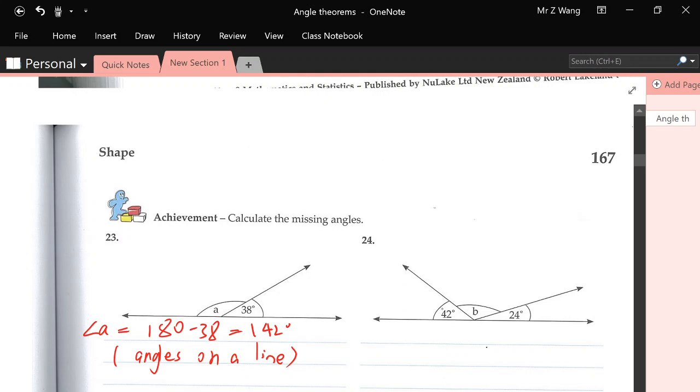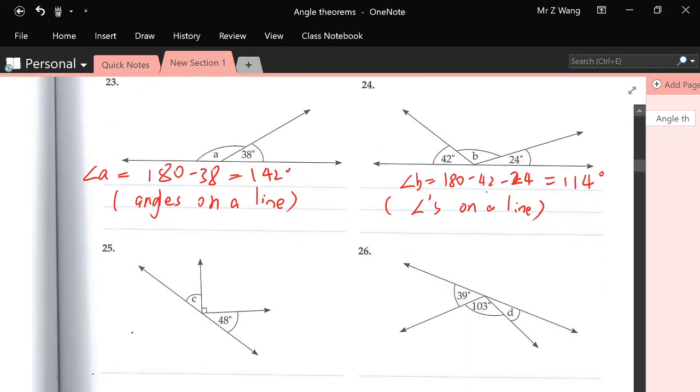And this one, there are three angles sharing 180. So you'd go angle B equals 180 minus 42 minus 24, which is 114 degrees. Okay, and the reason you can still write like this: angles on a line. That's also fine.